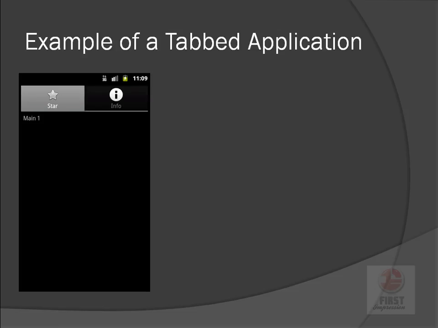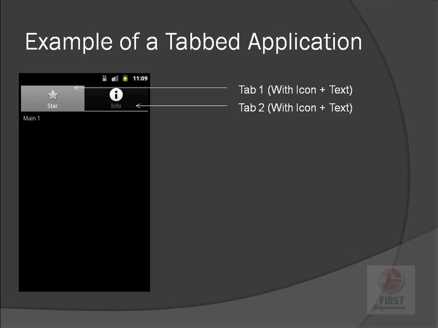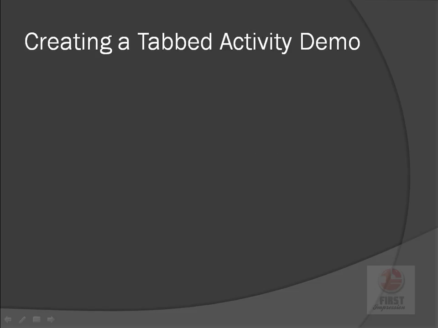The example of a tabbed application can be like this. Here we have 3 tabs. One is the Star tab and the other is the Info tab. As you can see, the tab has an icon, a text, and this is the main activity of the tab. So this is the tab 1, this is the tab 2. Both of them have the icon and the text, and this is the tab 1's activity. As you can see, right now the Star tab has been selected. That is why it appears in a gray color, while all the other tabs which are not selected appear in a black color. Let's create a tabbed activity.